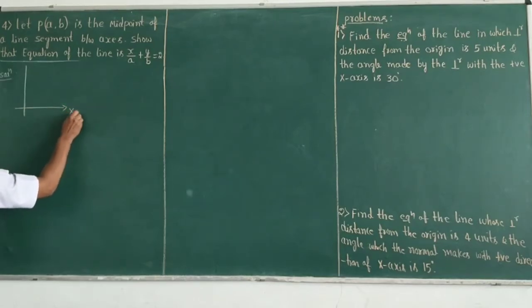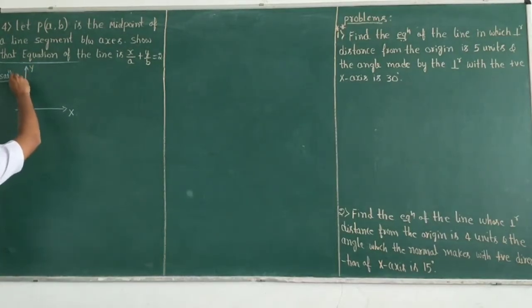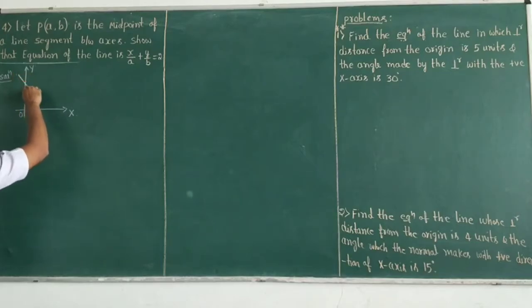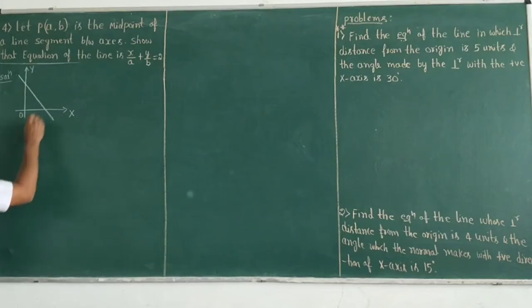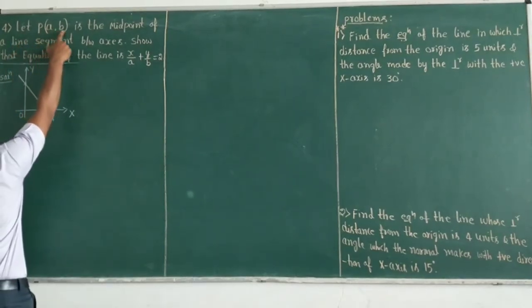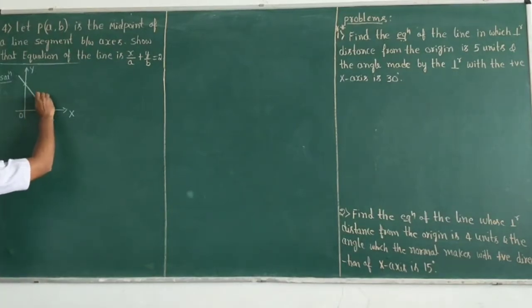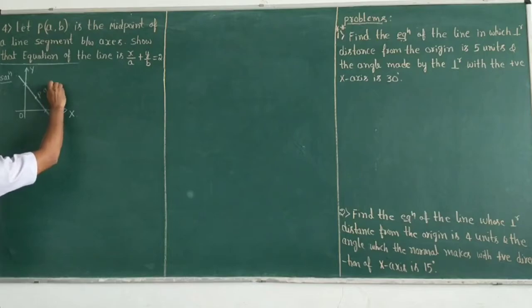This is the xy plane with the x-axis and y-axis, and this is the origin, and then the line. Consider a line intercepted between the axes. That is nothing but a line that cuts the x-axis at some particular point and similarly cuts the y-axis at some particular point. Here they have given that P(a, b) is the midpoint. So this is the midpoint, and the point is P(a, b).